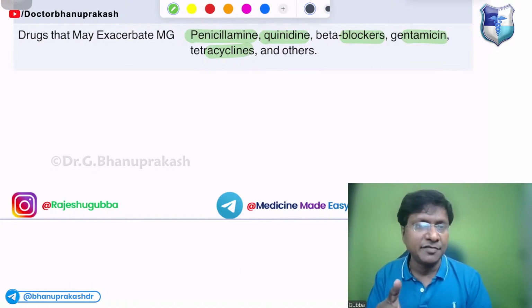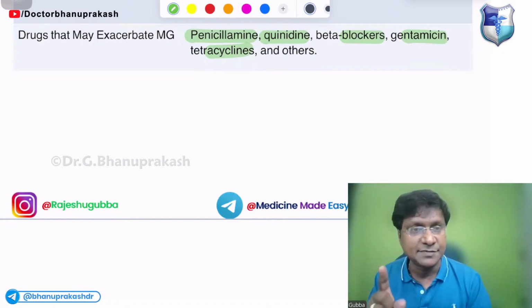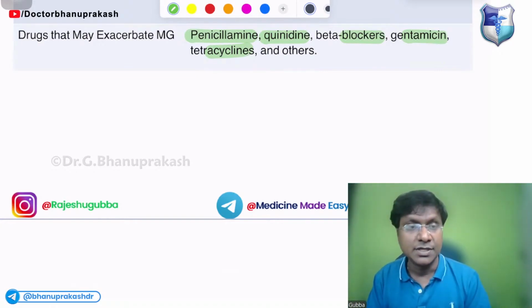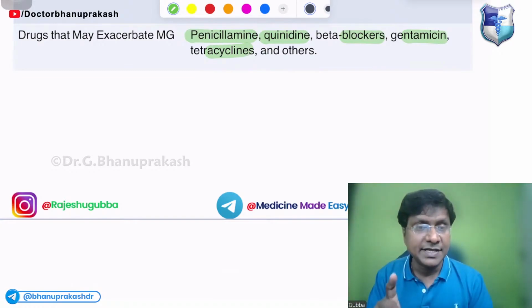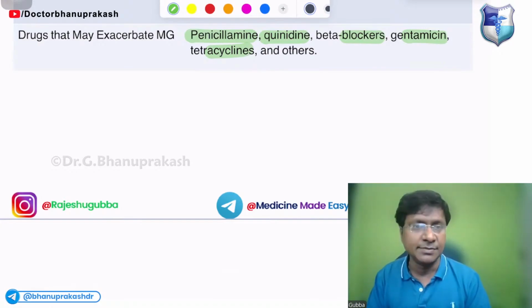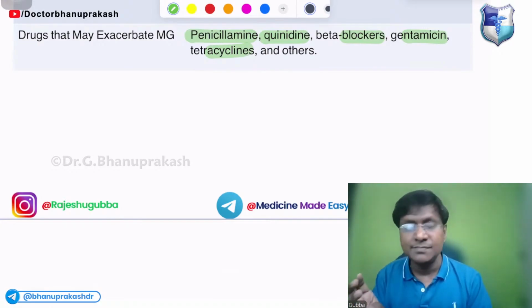In the mild form of myasthenia gravis, you need to give anticholinesterases, that is pyridostigmine. Whereas in the severe form, you need to give prednisolone. Thymectomy should be done in the age group between 15 to 55 years. And in myasthenic crisis, you need to give intravenous immunoglobulin. And what are the drugs which will precipitate myasthenia gravis? Penicillamine, quinidine, beta blockers, gentamicin, and tetracycline.